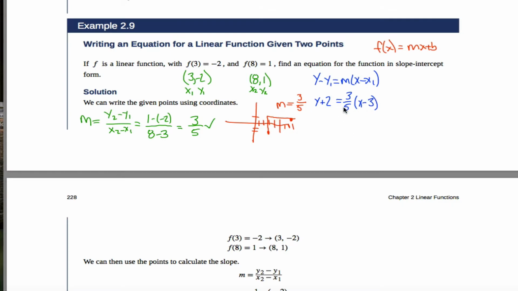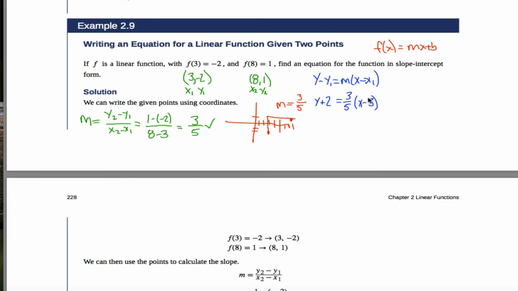So what I now have here is an equation that represents this linear function. And if I can solve this equation for y, I can then make it look like slope-intercept form. And since it does specifically ask me to get this into slope-intercept form, I'm going to distribute this 3/5 through.